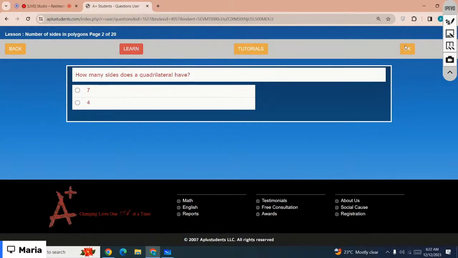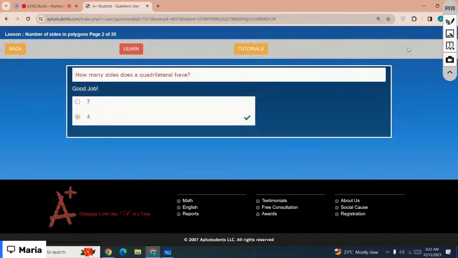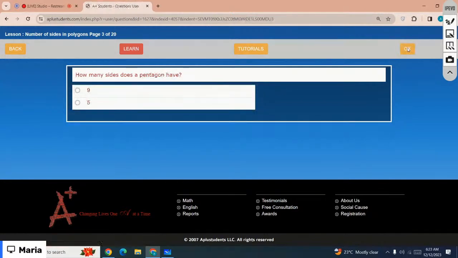The correct option is four. Quad means four, right? So quadrilaterals have four sides. Very good. Quadrilaterals have four sides. Quad means four.